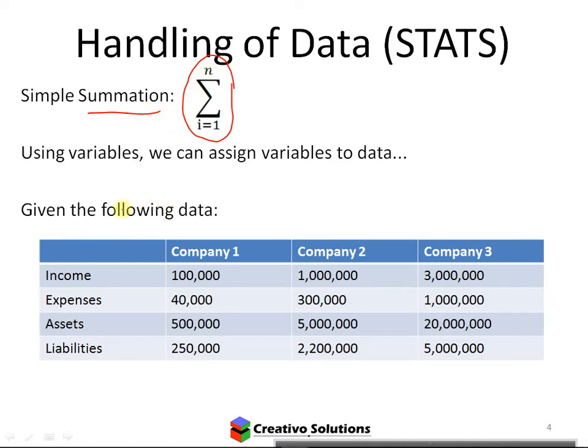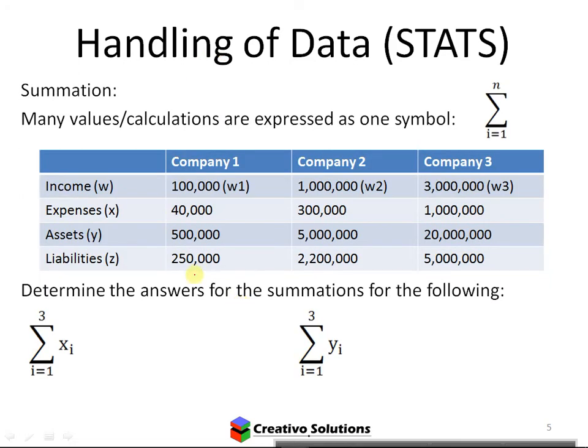Okay, so if I've given you this data here, income, expenses, assets, liabilities for different companies, let's give them variables. I've given those variables to each and every one of them. W represents income. So 100,000 will be represented by W1, and 2 and 3, the different amounts.